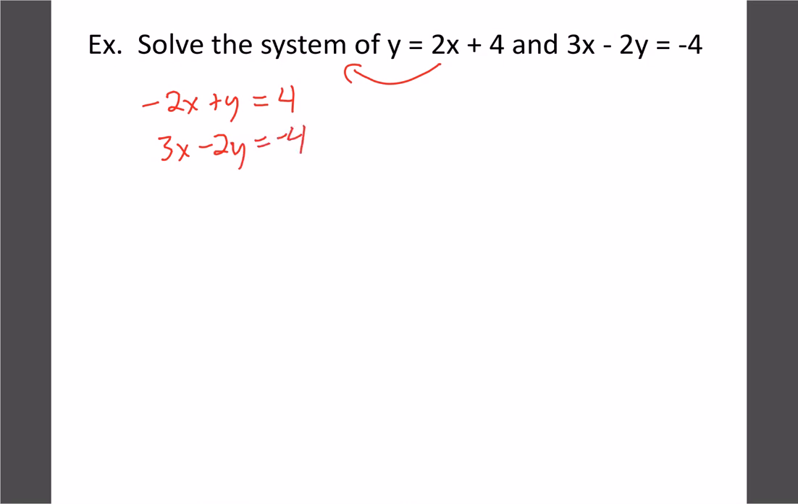And now you can see our y values are, one's positive, one's negative. That's good, but we need them to both be the same number. So if we multiply our top equation by 2, that would give us minus 4x plus 2y equals 8.